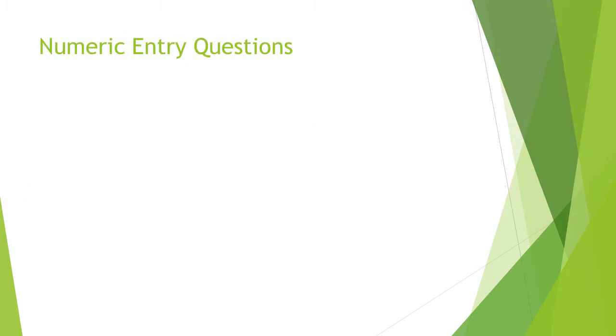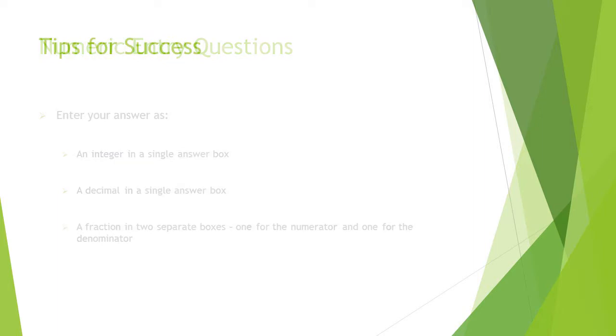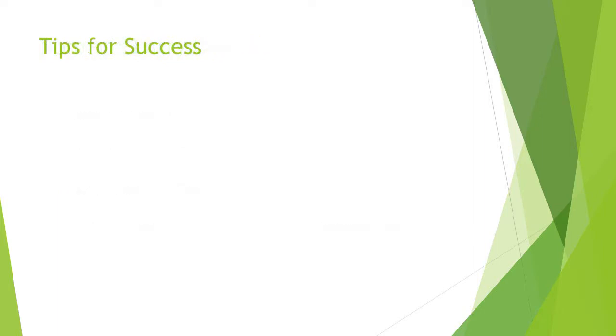The next type of question on the quantitative reasoning measure are the numeric entry questions. Numeric entry questions ask you either to enter your answer as an integer or a decimal in a single answer box, or to enter it as a fraction in 2 separate boxes, one for the numerator, and one for the denominator. When answering these questions, the following tips may come in handy.